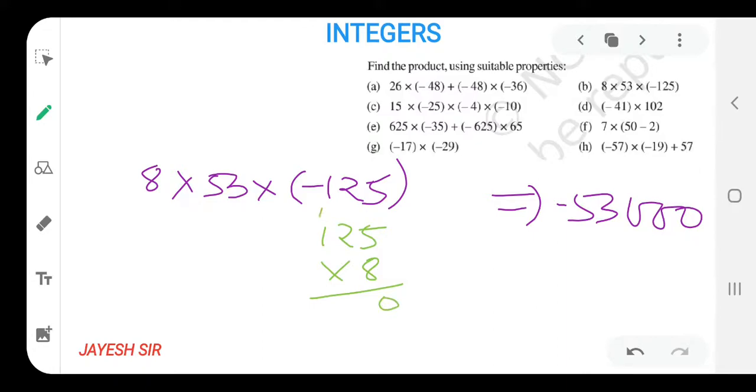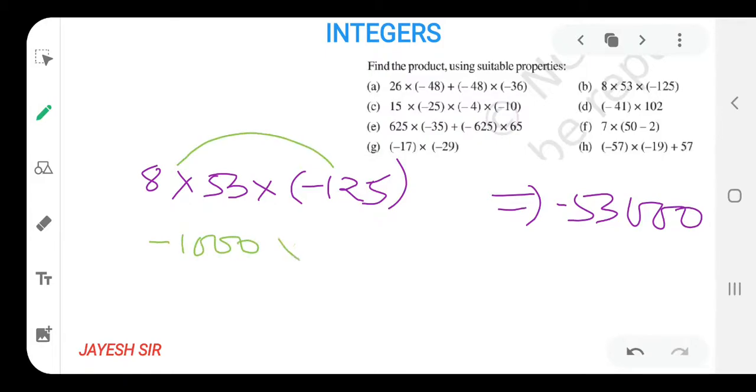8 5s are 40. 8 6s are 48, 8 and 2 goes for carry. 8 1s are 8, 9, 10. So our answer is 1000. But as we have multiplied 125 into 8, our result is 1000. But we have to multiply it with minus 125. So our answer would be minus 1000 into 53.